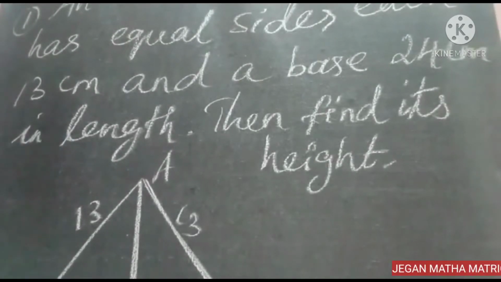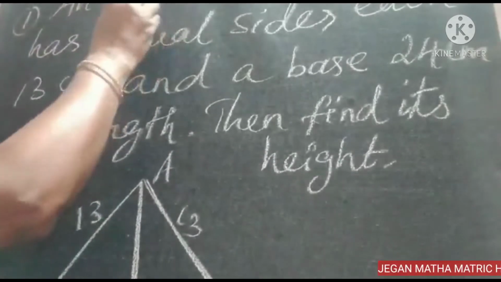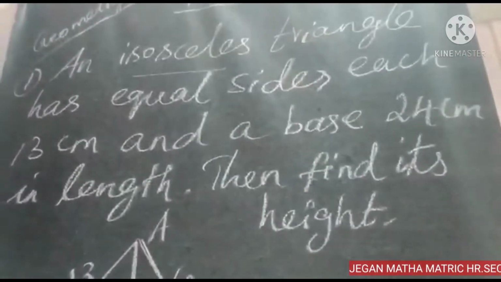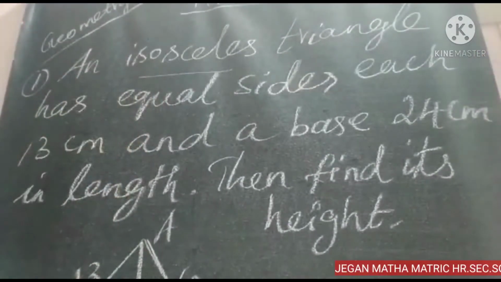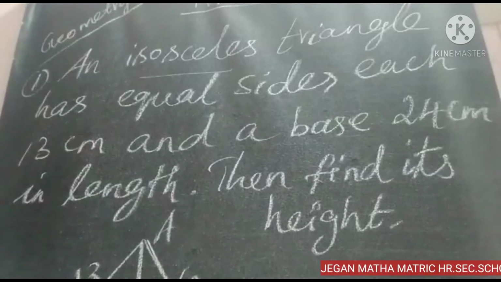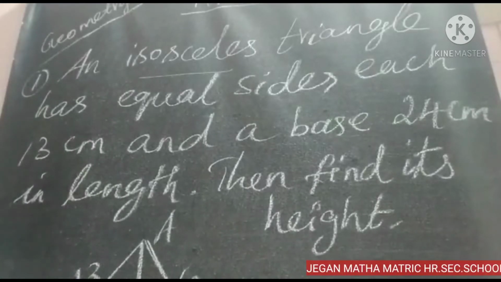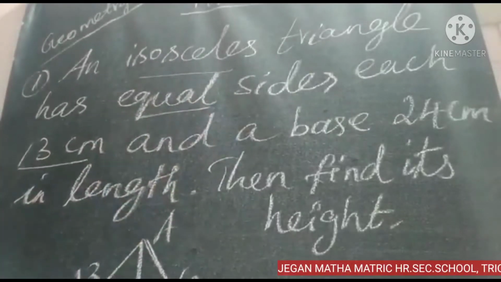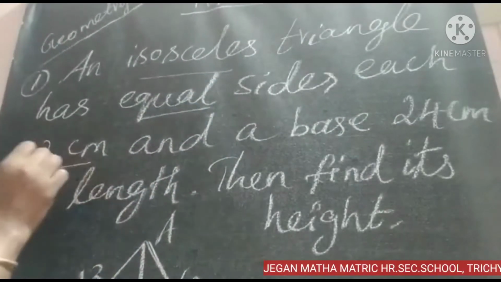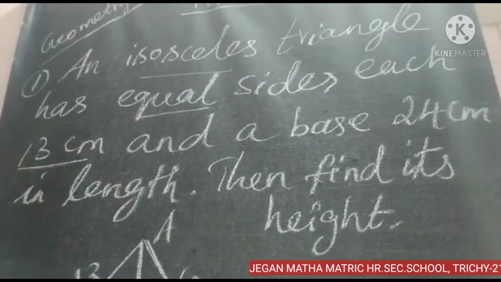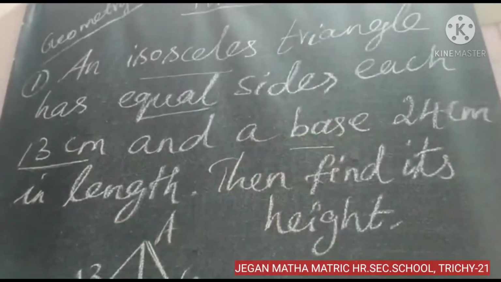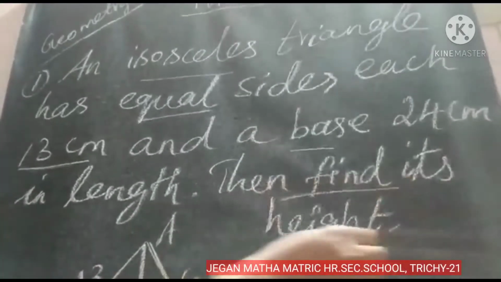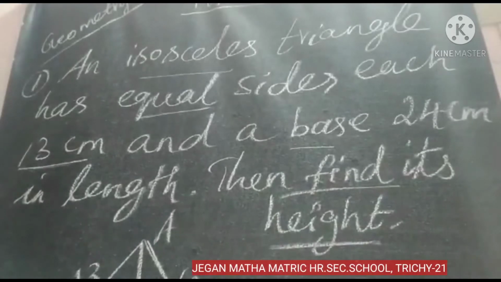See the first one, the given sum is an isosceles triangle. Isosceles triangle means two sides are equal in this triangle. The isosceles triangle has equal sides, each 13 centimeter, and the base is given as 24 centimeter in length. Then you have to find the height of the given isosceles triangle.